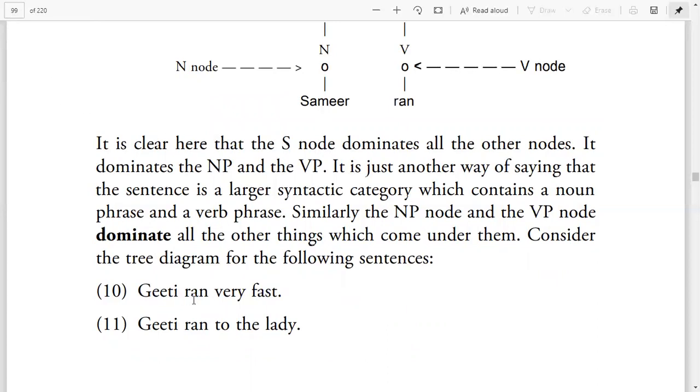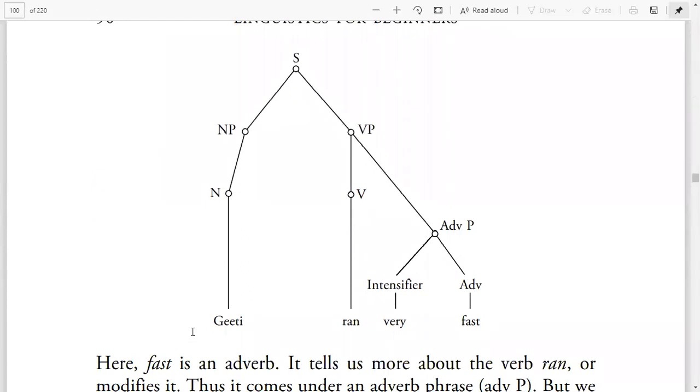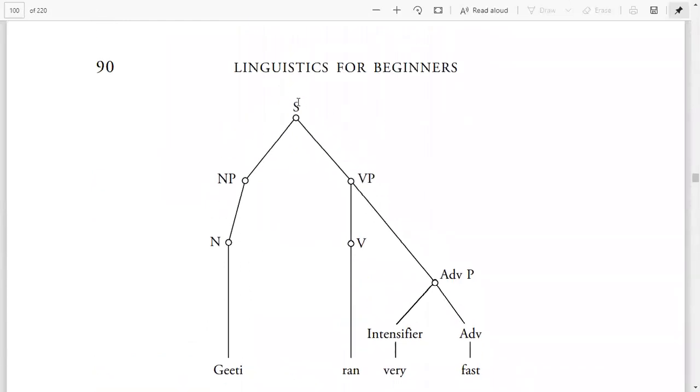E.T. ran very fast. E.T. ran with a lady. So here we have the first diagram. First of all, we have the S node, a sentence node, and under the heading of sentence node, we have two branches. First is NP, and the second is VP, so noun phrase and verb phrase. And under the heading of noun phrase, you have only one noun, and under the heading of noun node, you have one word, that is E.T.